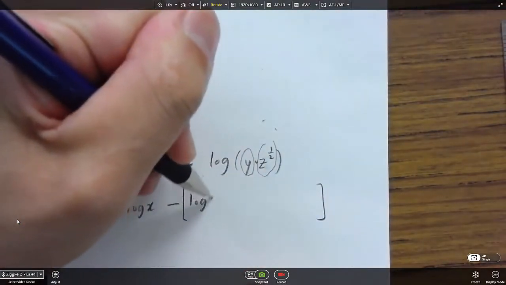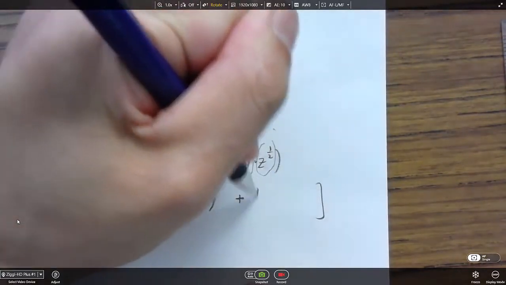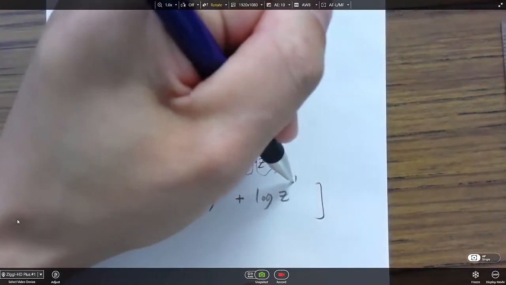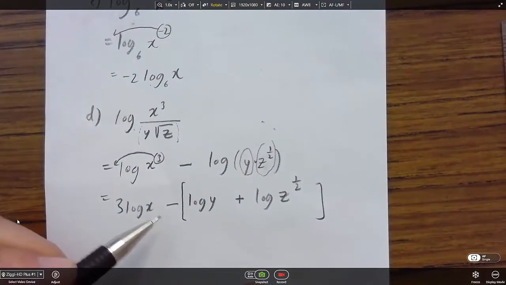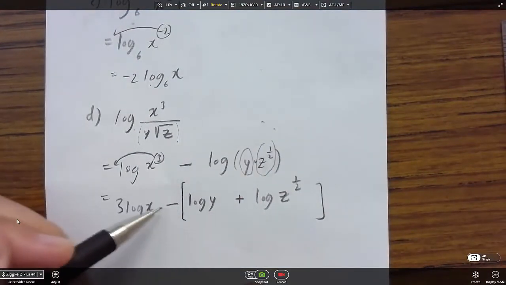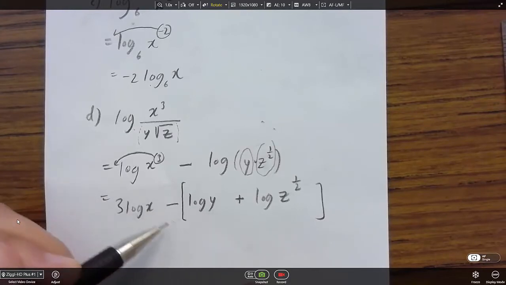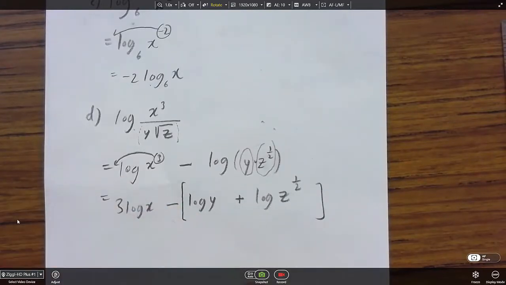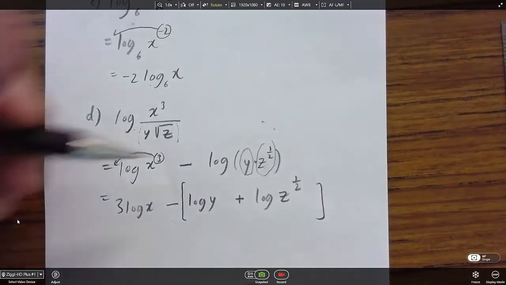So what we have is log y plus log z to the 1/2. And as you can see, if you were lucky and this was a plus sign, it would have no effect. But the fact that it's a minus sign, we're going to distribute the negative, which completely changes the question. So please be careful. So there we go.